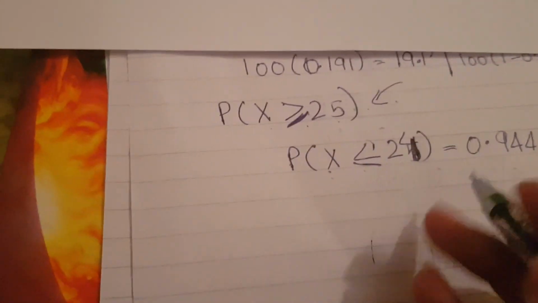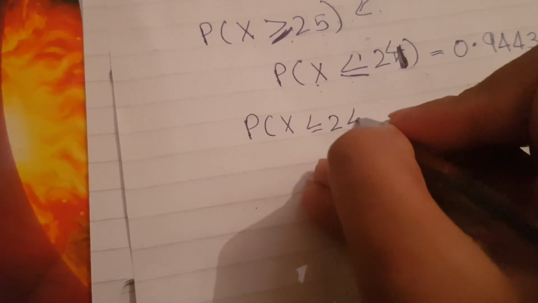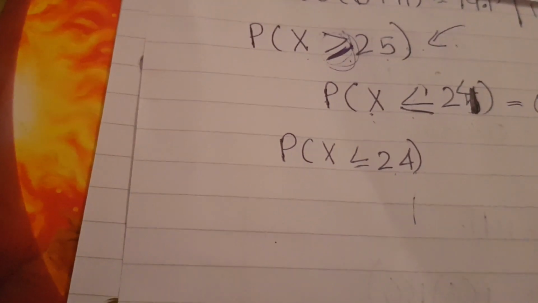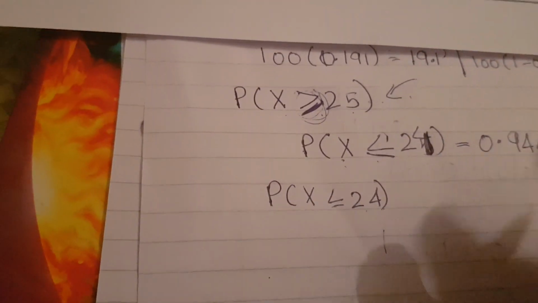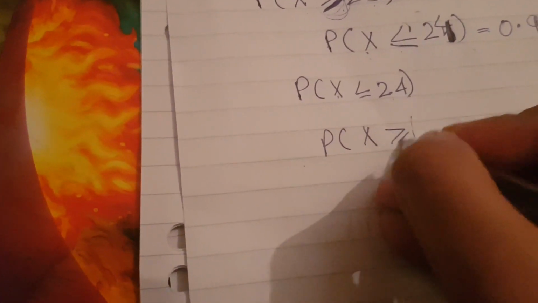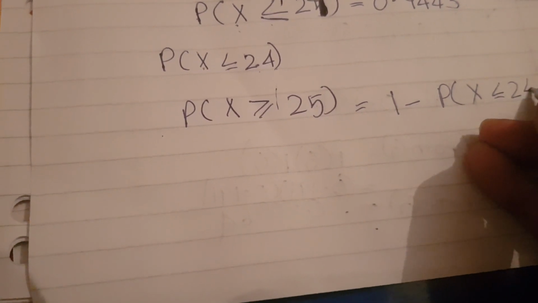As we know, our calculator only calculates the values less than. It will calculate the value of probability of x less than or equal to 24. It cannot calculate with a greater than sign for the binomial distribution only. The normal can, but binomial cannot. So we calculate the less than and we change it like this: probability of x greater than or equal to 25 is equal to 1 minus probability of x less than or equal to 24.